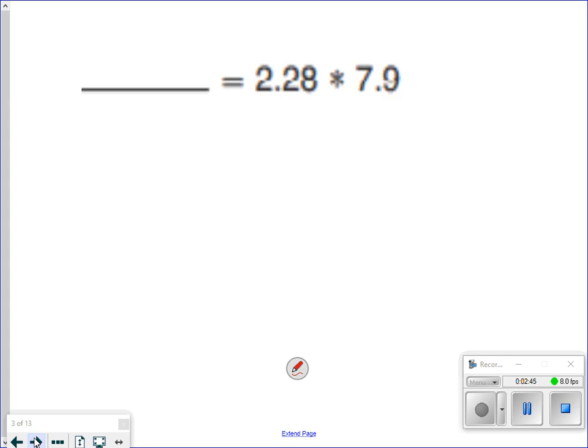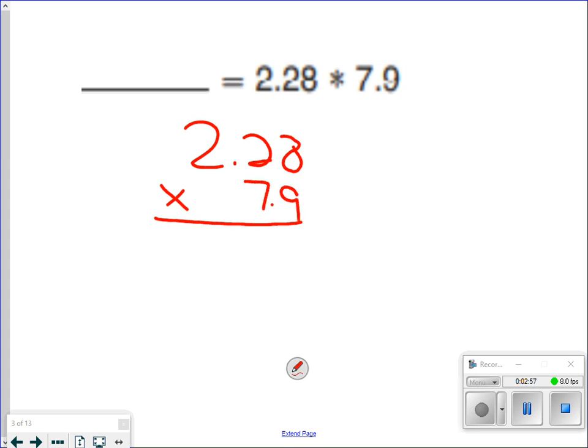Let's keep cruising along here. So I'm going to multiply here. I got 2.28 times 7.9. This is how I'm going to write it out. Watch closely. 2.28 times 7.9. Now keep this in mind here. When you're multiplying, you do not have to line up decimals. I'm going to say that again. You do not have to line up decimals. You want the longer number on top, not the bigger number, the longer number. And 2.28 is longer than 7.9.